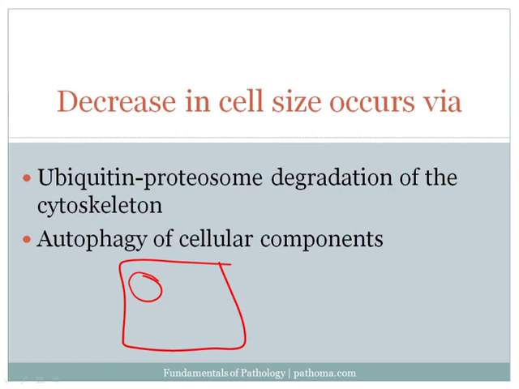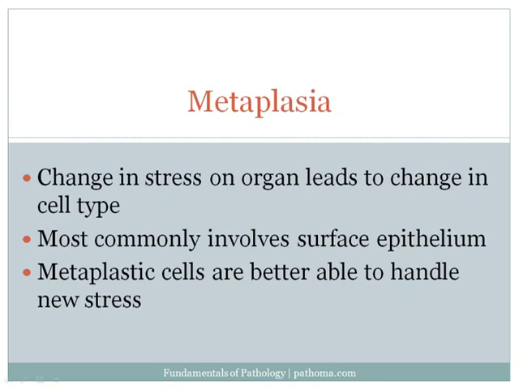So two mechanisms by which the cell size decreases. Number one, ubiquitin proteasome degradation pathway, and number two, autophagy of cellular components. The third growth adaptation, which is also relatively high yield, is metaplasia. Now, the idea here is that if the stress on an organ changes, then the organ will respond by changing its cell type. And that change in cell type is called metaplasia.